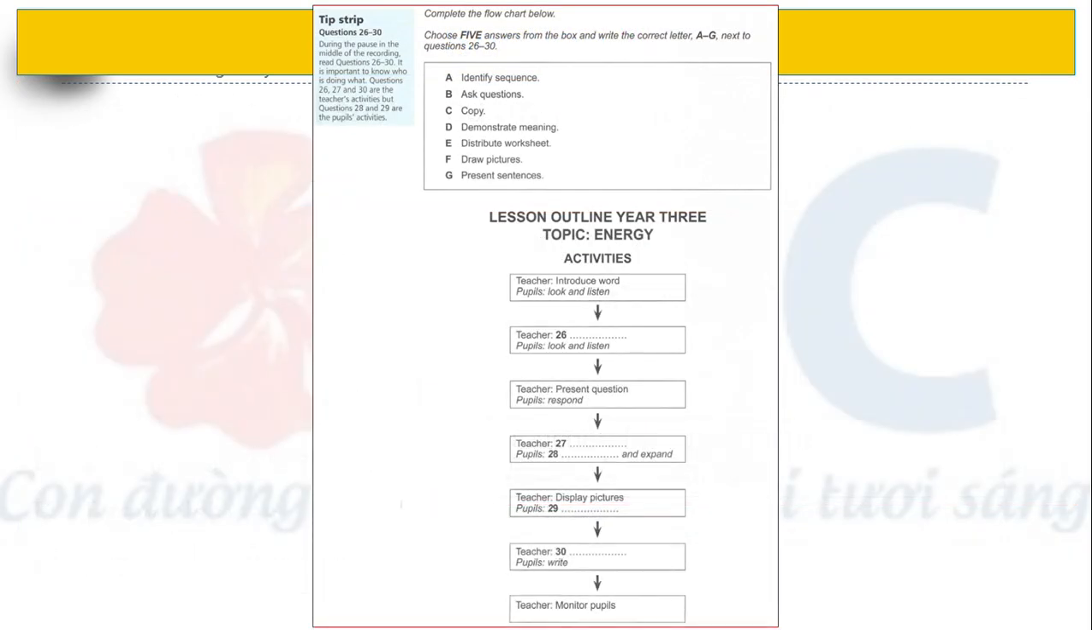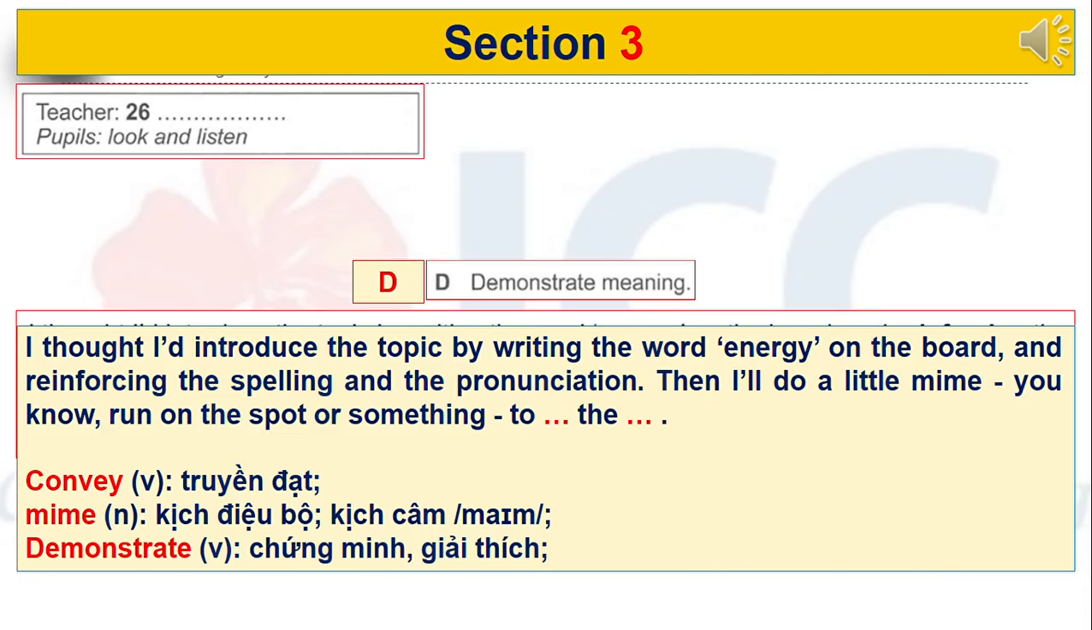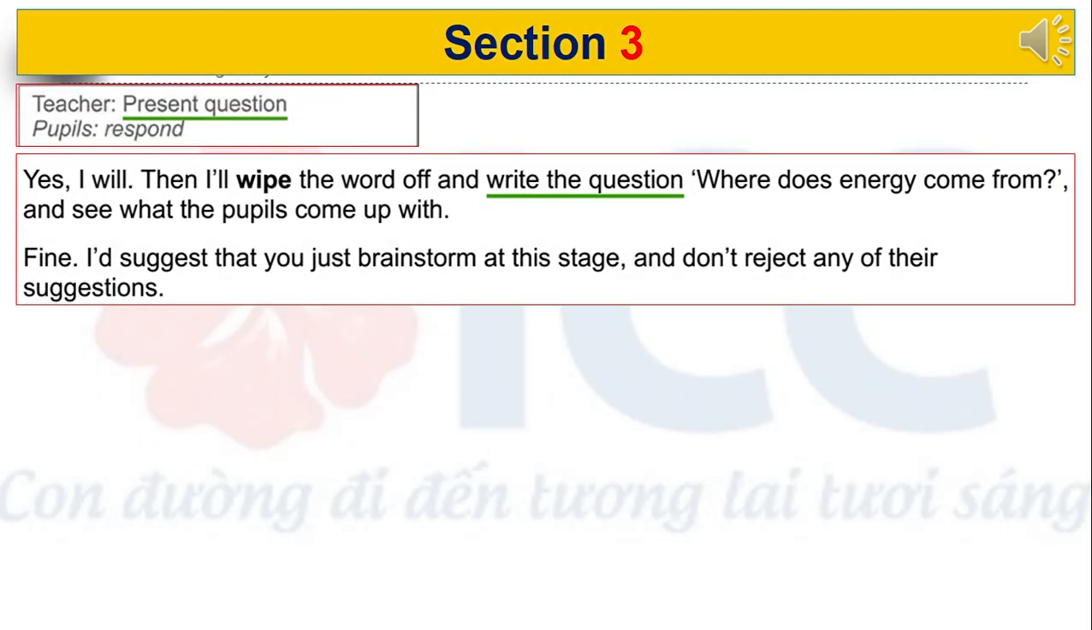I thought I'd introduce the topic by writing the word energy on the board and reinforcing the spelling and the pronunciation. Then I'll do a little mime, run on the spot or something, to convey the sense. I'd keep it brief at this stage. Yes, I will. Then I'll wipe the word off and write the question, where does energy come from? And see what the pupils come up with.